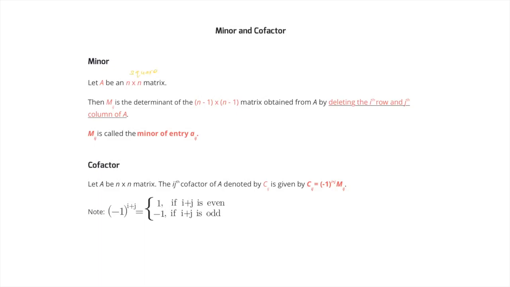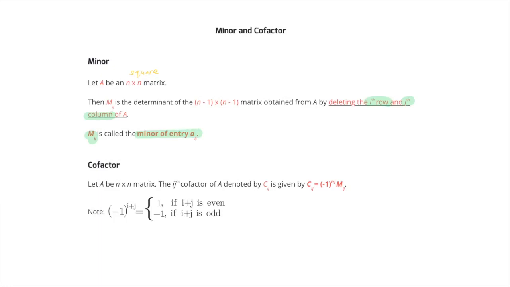Let A be an n by n matrix. Then Mij is the determinant of the n minus 1 by n minus 1 matrix obtained from A by deleting the ith row and the jth column of A. Mij is called the minor of entry Aij.